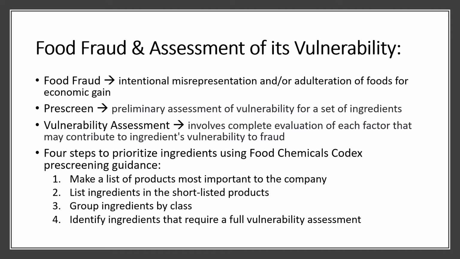Prioritizing ingredients for food fraud vulnerability assessments can be accomplished through 4 steps. These steps included the use of the Food Chemical Codex pre-screening guidance. Step 1 is to make a list of products most important to the company. Step 2 involves listing ingredients in the shortlisted products. Step 3 groups the ingredients by class. And finally, Step 4 is used to identify ingredients that require a full vulnerability assessment.